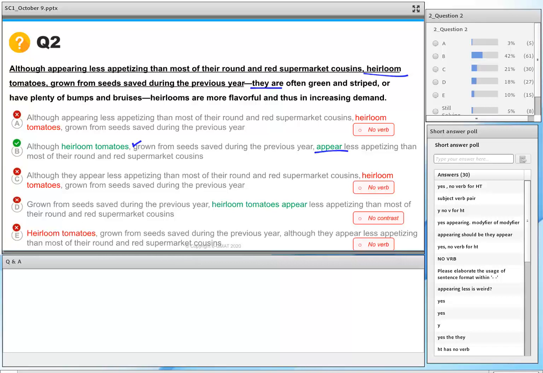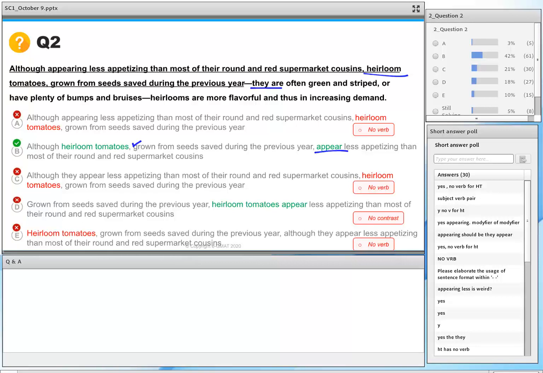Okay? So, you can already see choice C also has the same issue. Heirloom tomatoes again does not have a verb. In choice D, we do see the verb for heirloom tomatoes, but look at it. No contrast anymore. The word although is not there. The word but is not there. The word however is not there. Even though is not there.